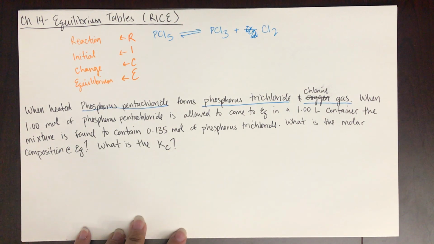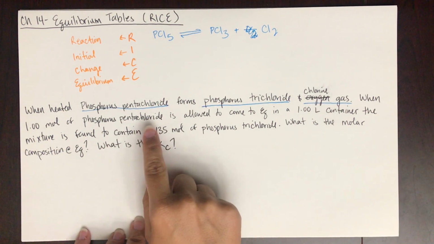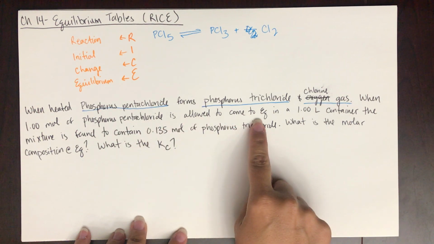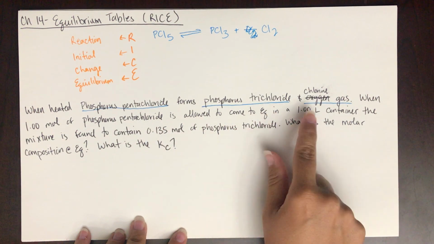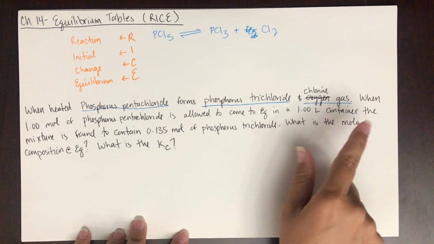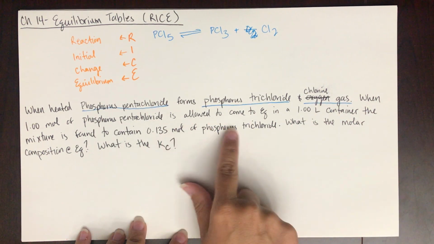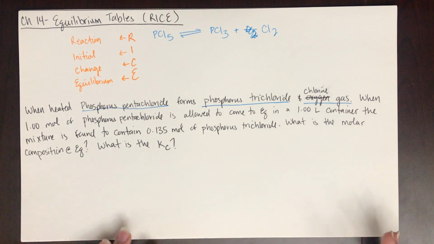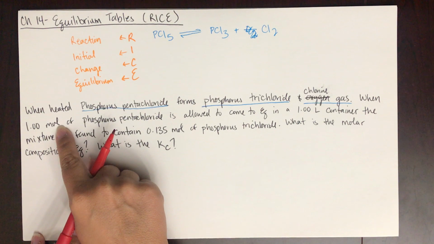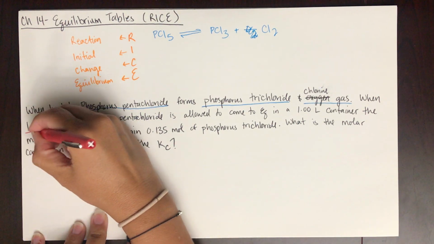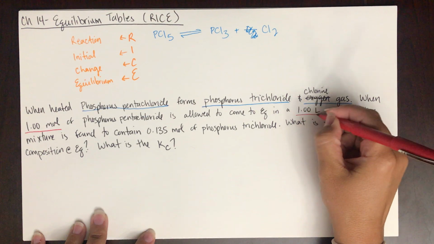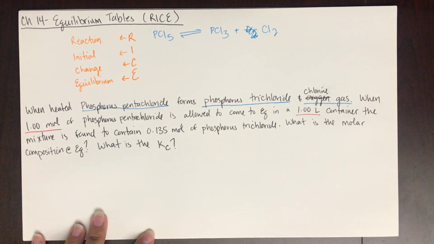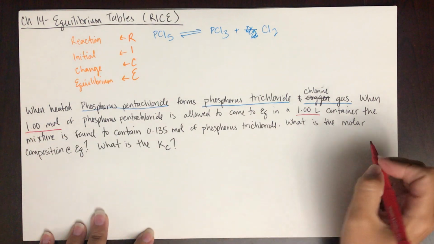Okay, so now let's see what other information is in here. So it says when 1 mole of phosphorus pentachloride is allowed to come to equilibrium in a 1 liter container, the mixture is found to contain 0.135 moles of phosphorus trichloride. So there's some important information here. It says when 1 mole of phosphorus pentachloride is allowed to come to equilibrium. So that means this is the amount before equilibrium. That means this 1 mole in 1 liter, so 1.00 molar, is the initial concentration.